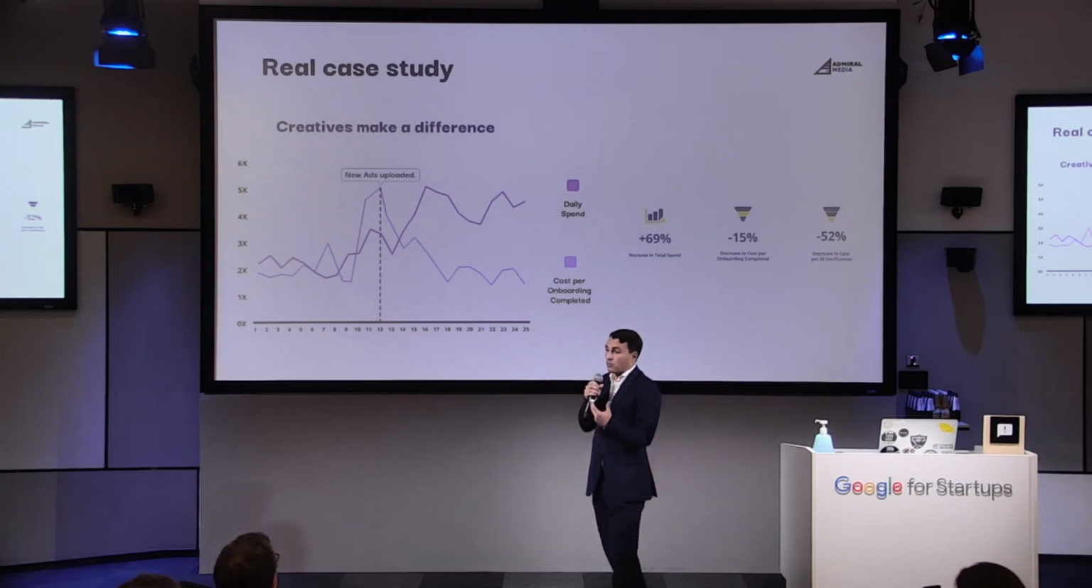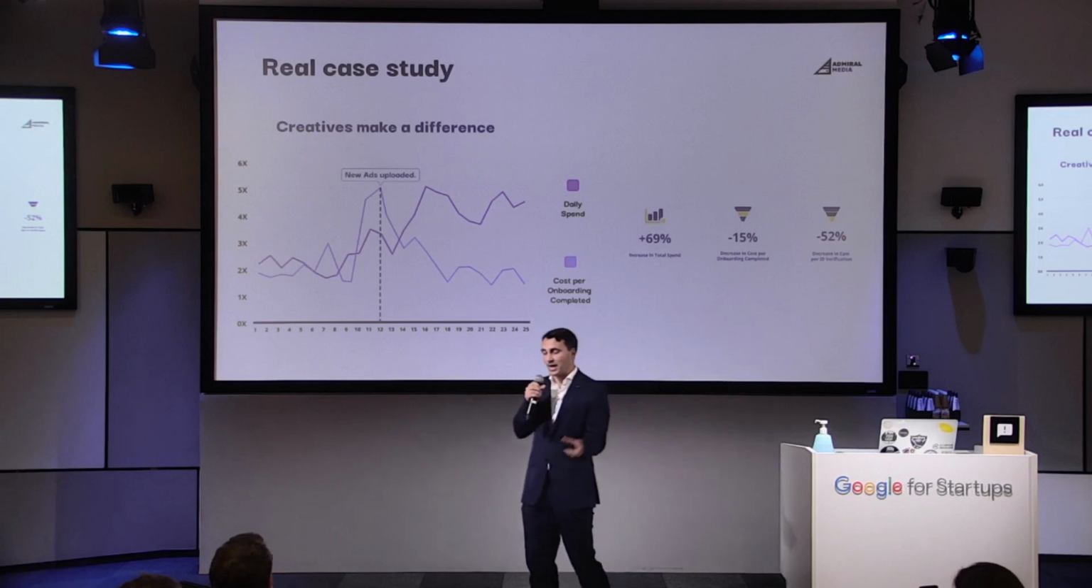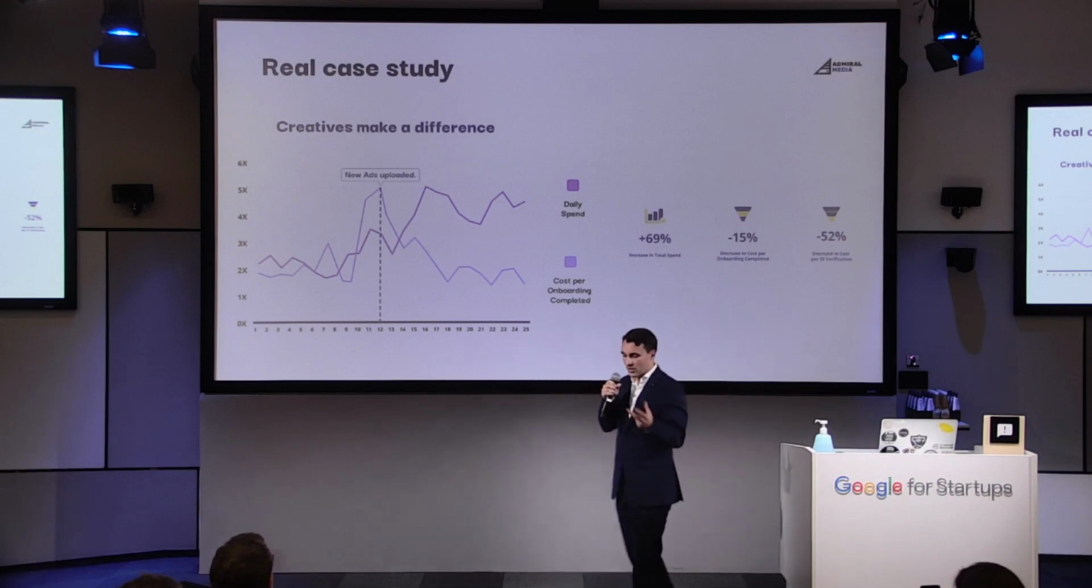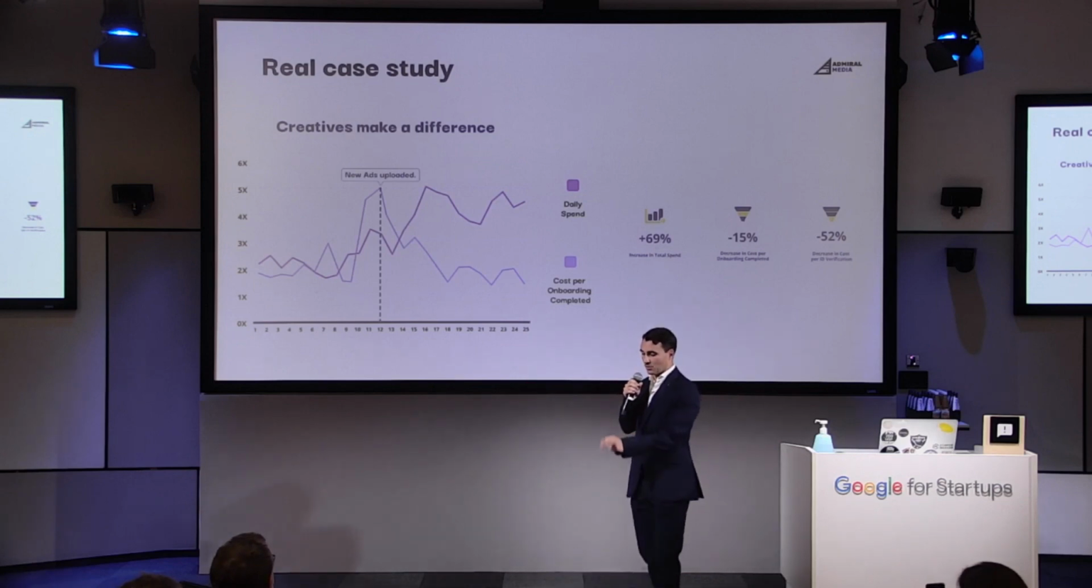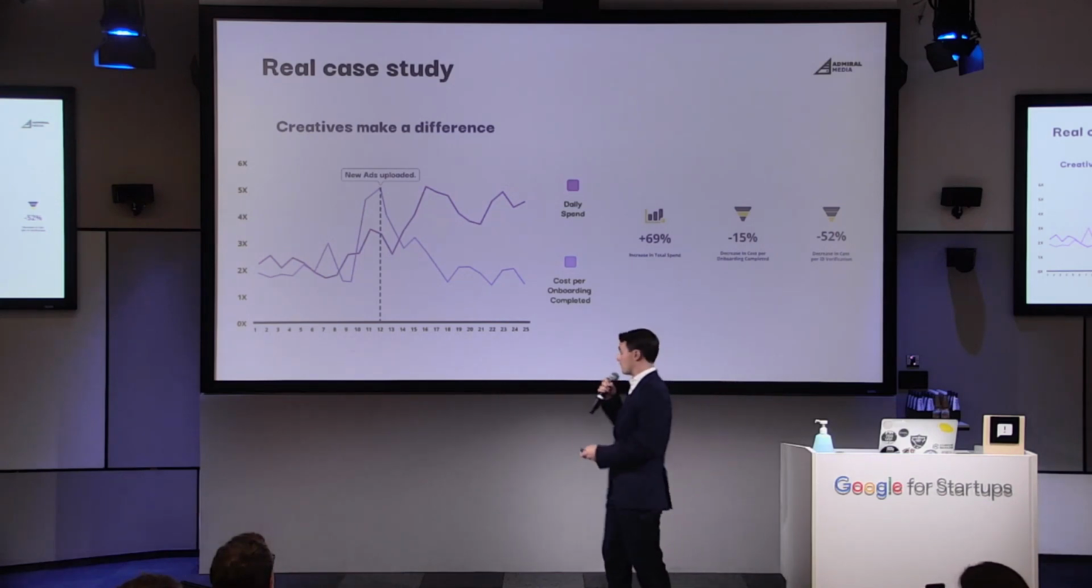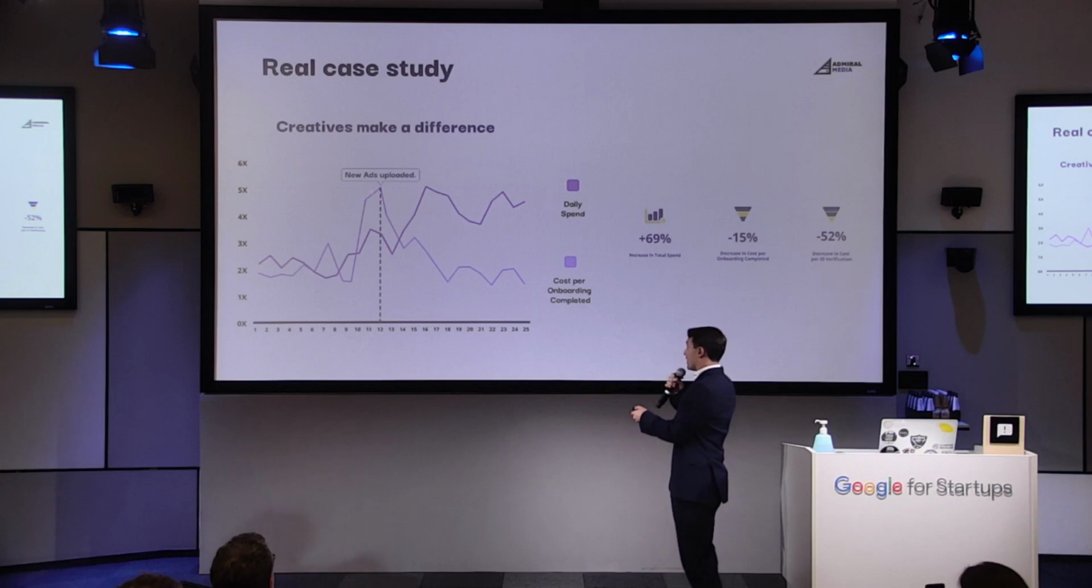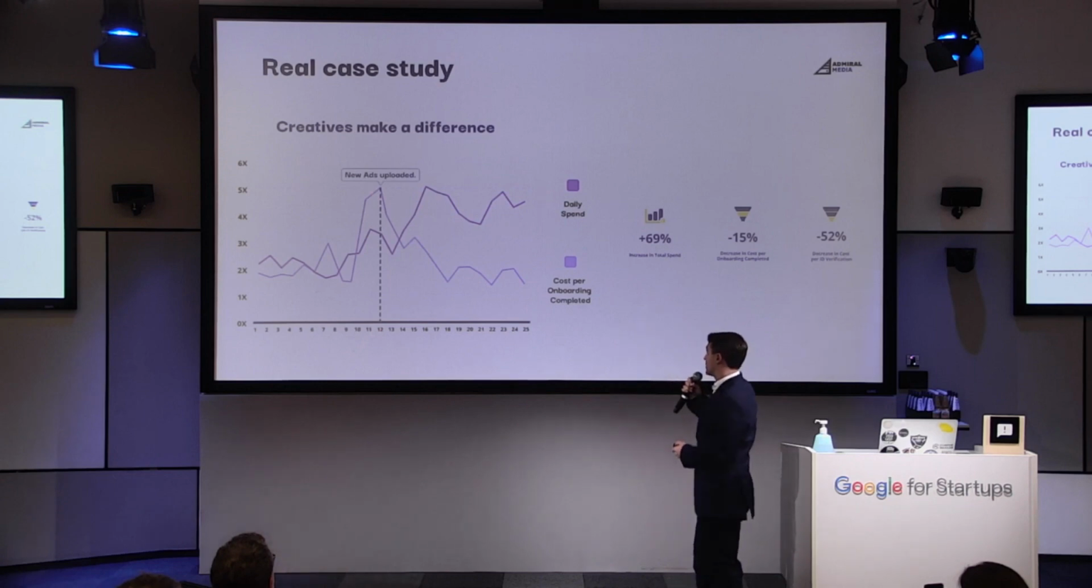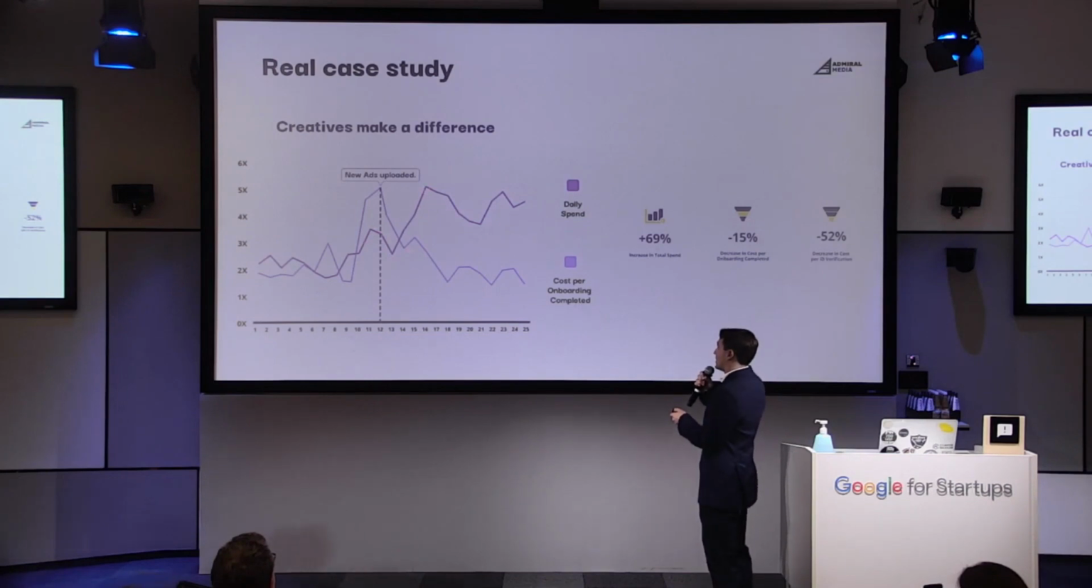Then we also improved. We improved during the client research and everything. We improved the ads, and there was this point at number 12 where we uploaded a very successful ad. So you can see here there's a change in the graph that is drastic. After the upload of this new ad, the spend increased significantly, while the cost per final event decreased significantly.